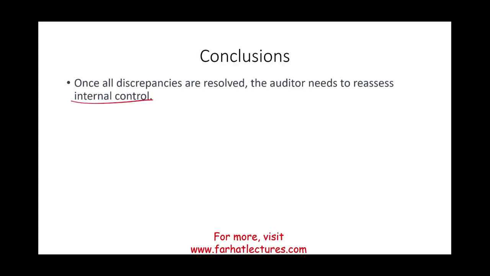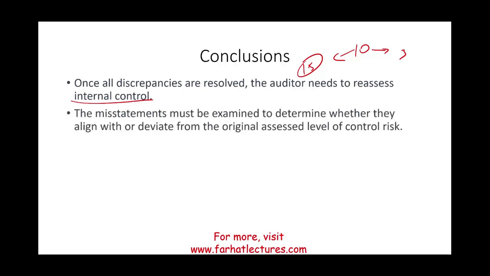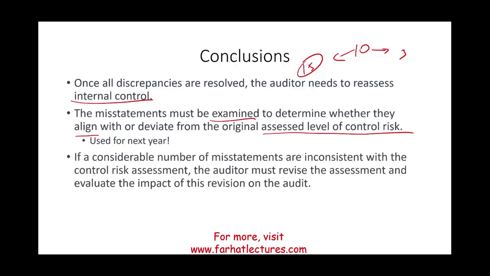So let's assume we thought we were going to have 10 exceptions, like 10 problems, and we find out we only had 3. Or we thought we were going to have 10, and we find out there are like 15 accounts misstated. Well, guess what? Based on this, we can reassess internal control. So misstatements must be examined to determine whether they align with or deviate from the originally assessed level of control risk. Now we have more information. For next year, we would know that we might have to do more work or less work based on the responses. Now, if a considerable number of misstatements are inconsistent with the control risk assessment, we must revise our assessment, because what we thought the system looked like didn't really serve what it was meant to serve, and evaluate the impact of this revision on the audit.